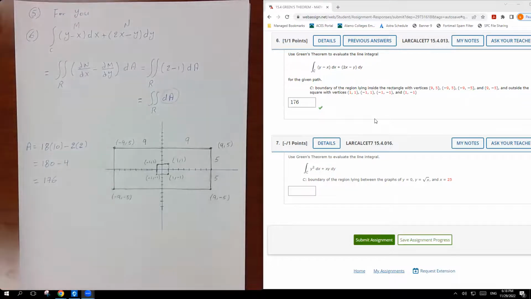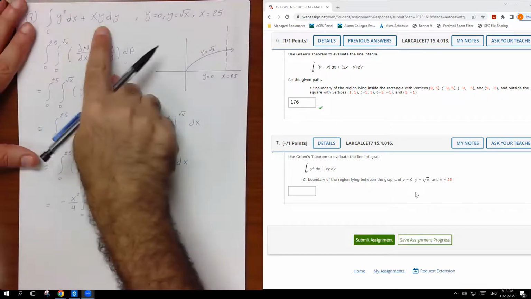Now let's move to number 7. For number 7, we need to use Green's theorem to evaluate the line integral y squared dx plus xy dy, and the boundary region between the graphs y equals 0, y equals square root of x, and x equals 25.